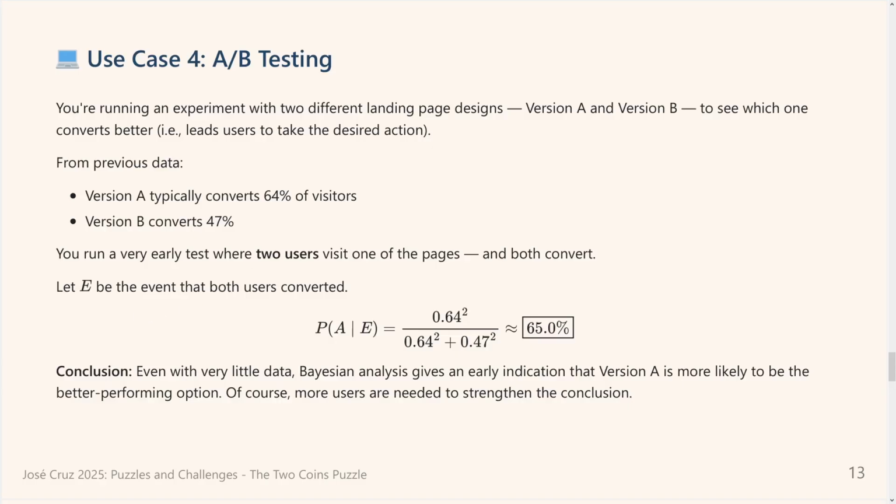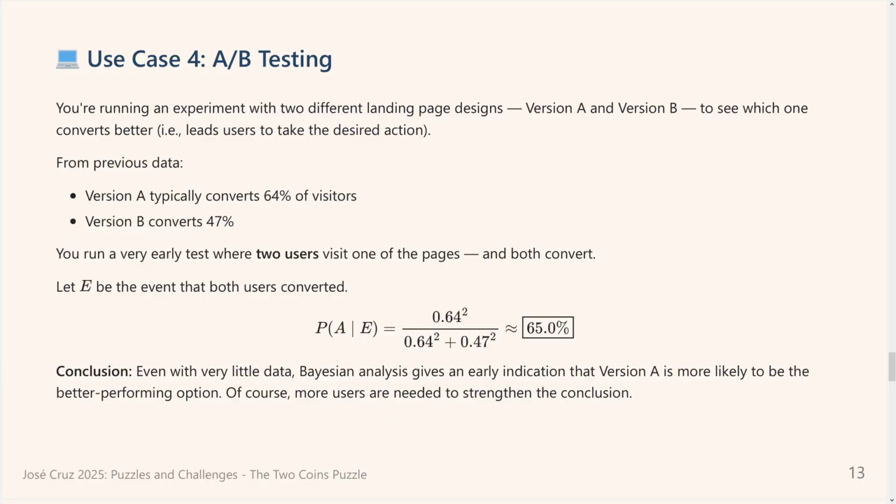Let E be the event that both users converted. So the probability of the page being page A given that it was converted is 65%. Okay, conclusion: even with very little data, Bayesian analysis gives you an early indication that version A is more likely to be the better performing option. That's what you can conclude with just this formula. Intuitively, we already know more or less that, but this is quite strong because it's on the same, let's say, percentage that you expect for this version A.